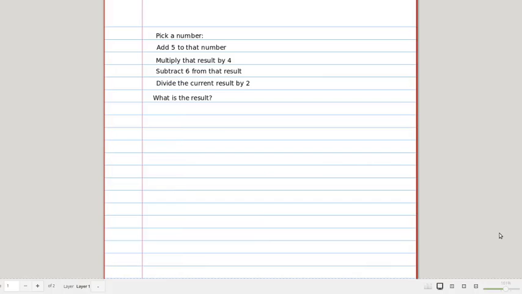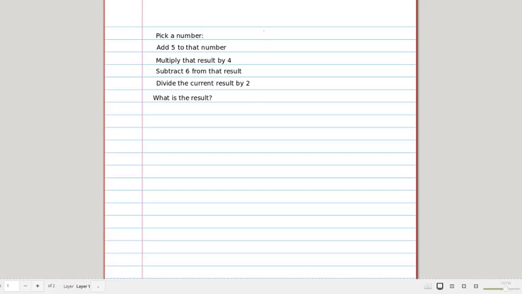Here is our second example in the working backwards strategy. I'm going to ask you to pick a number. Now, if we were together, I would do this with you, but I'm going to pick numbers for you, so follow along. I would ask you to pick a number and then add 5 to your number, and then multiply that result by 4, and then subtract 6 from that current result, then divide your current result by 2, and then ask you for the final number.